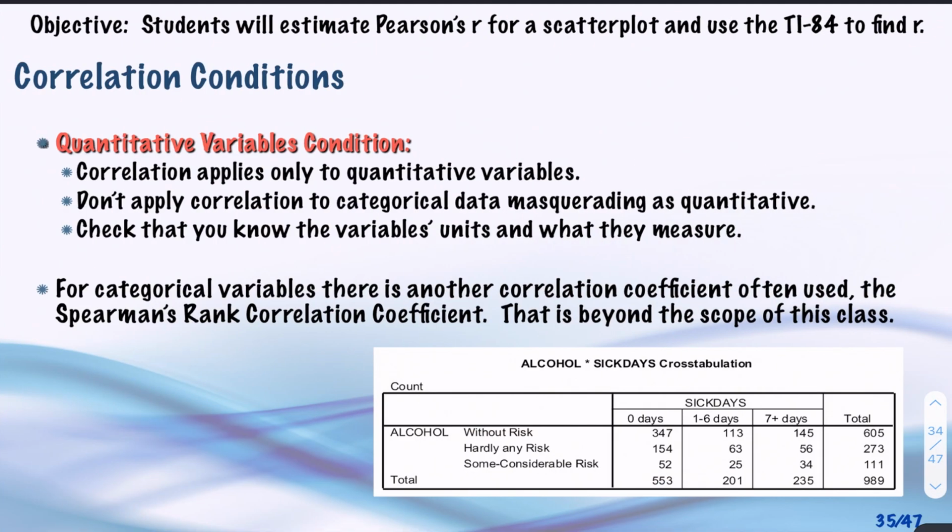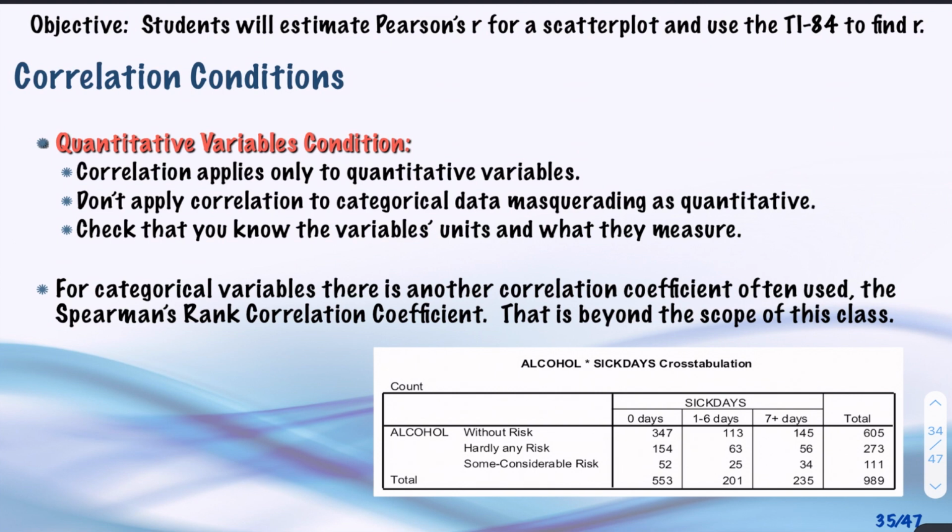Looking at the conditions, let's just break those down a little bit further. So the correlation conditions. First, quantitative variable condition. Correlation applies only to quantitative variables. Period, full stop. Don't apply correlation to categorical data masquerading itself as quantitative data. We'll see that in the table below. Check that you know the variable's units and what they measure. That is the way we check quantitative. That's how we know we are looking for R.